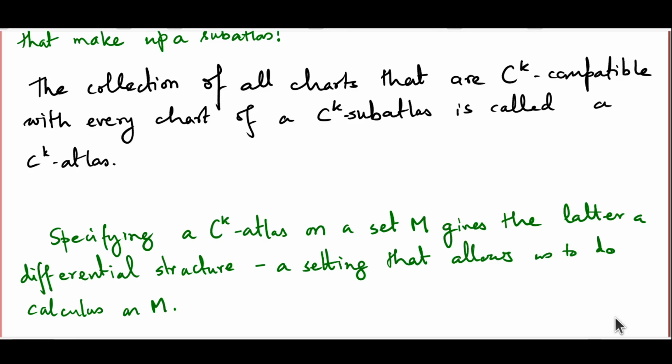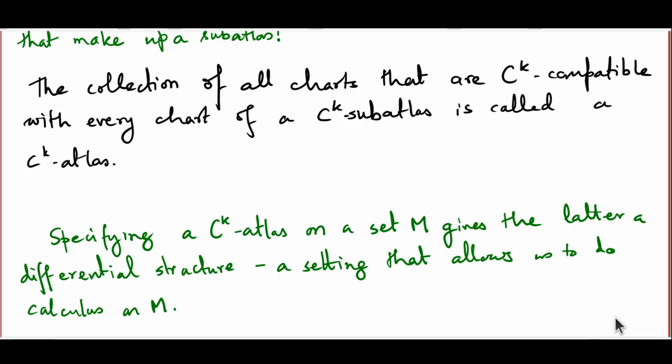Now, in today's lecture, we have been careful and talked about C^k compatibility only. However, in most situations, at least most situations that are useful in physics, we are not going to bother about C^k compatibility. We are actually going to talk about C infinity compatibility. That would give us a smooth differential structure. And when we talk about differential structure, we are going to usually mean that unless otherwise stated.